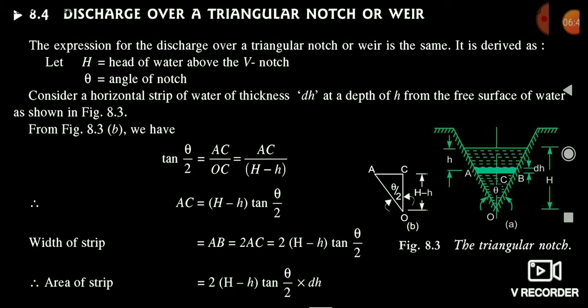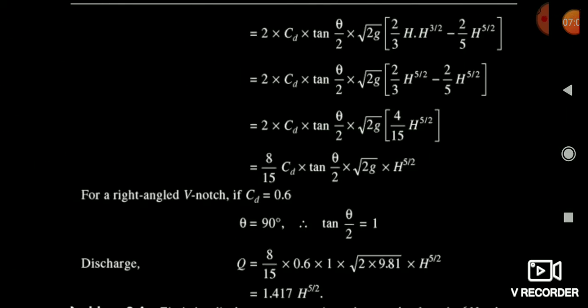Here we have considered the elemental area, a small elemental height delta H, and we have calculated the width of a strip. For calculating the area of a strip, we will do the width into height. So we have assumed that delta H is the small elemental height of the strip. Now friends, you can see here that we have done the integration and we have put all the values. We have got our final discharge value: 8 by 15 into CD into tan theta by 2 into root under 2g into h to the power 5 by 2.